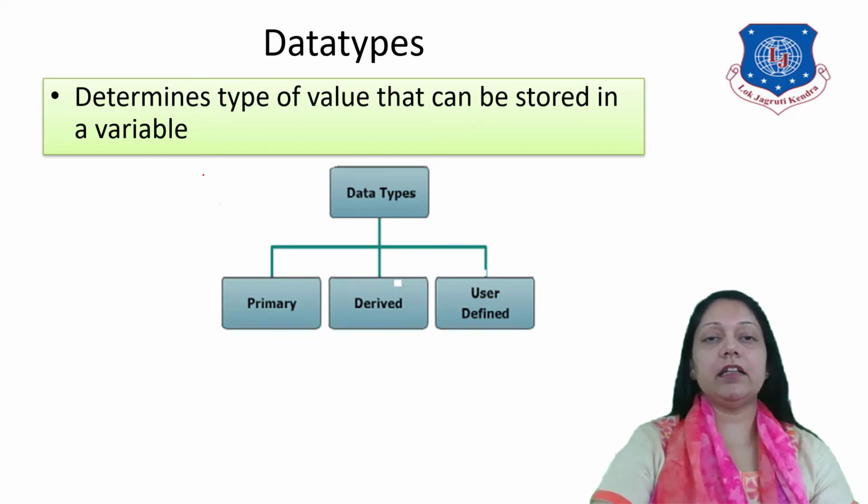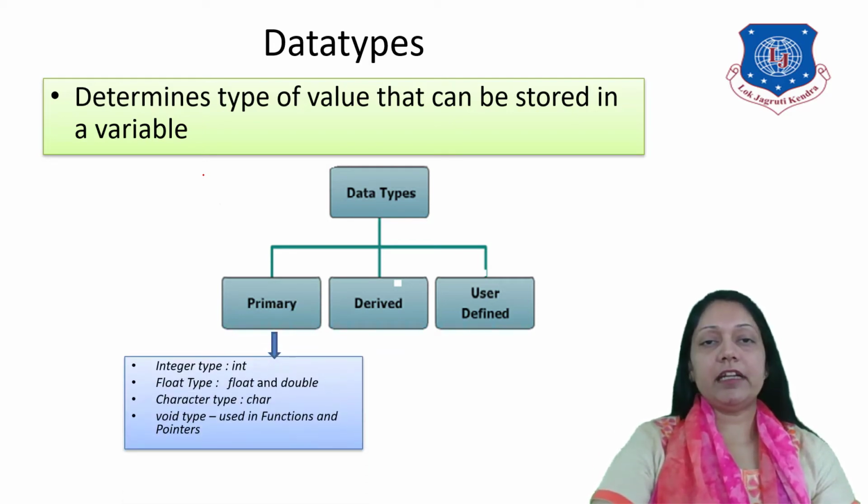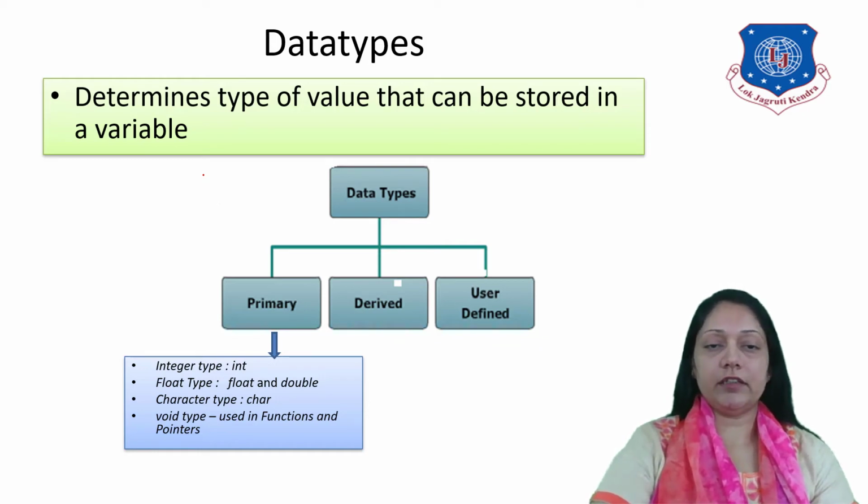So basically the data type is divided into three types: primary, derived and user-defined data type. In primary data type we have again four different categories. The first is integer. It determines that we are going to store whole numbers here. Or it can be a floating point data type, which is float or double, or it can be a character data type, or the last one is void data type. Void data type is basically used in functions and pointers.